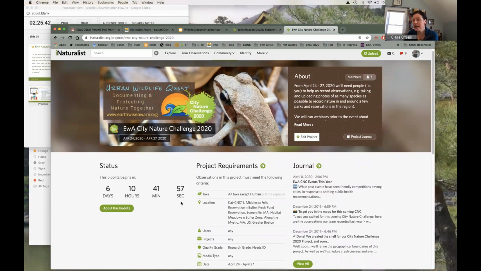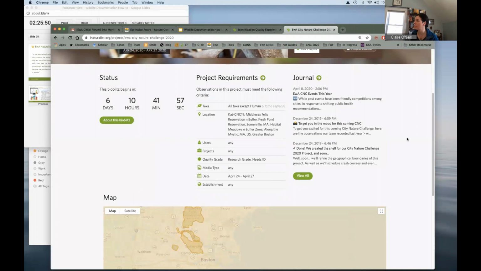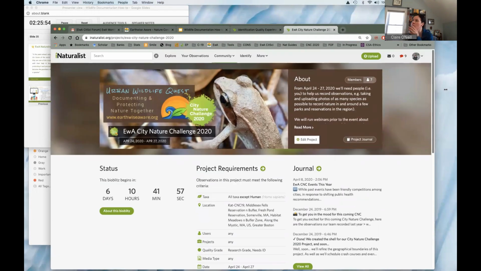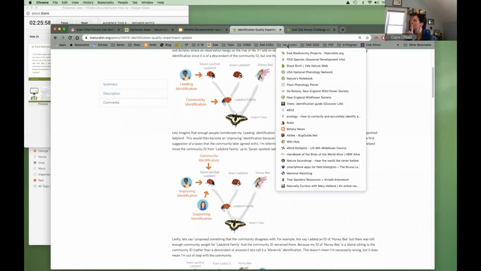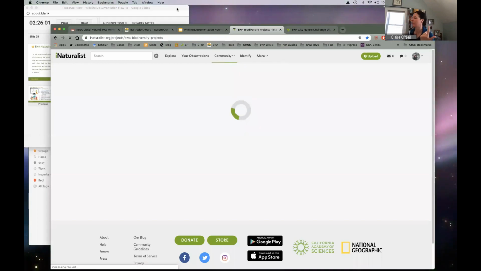As soon as people start to upload their observations, this map is going to be populated and observations are going to start to appear. We're going to see the observations appear. Let me show you another one. Let me open the one from last year so that you see the result.